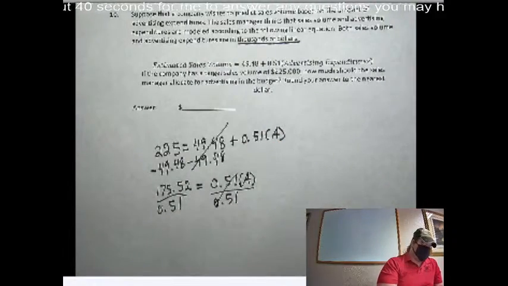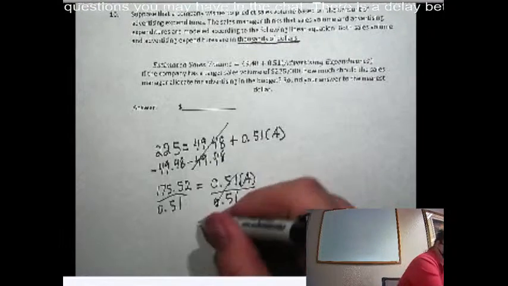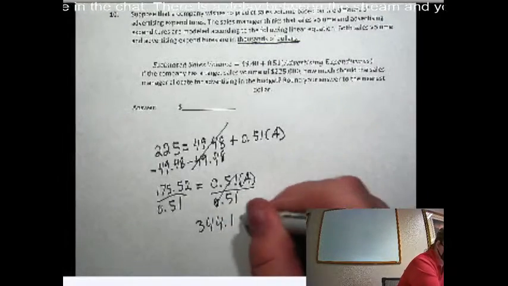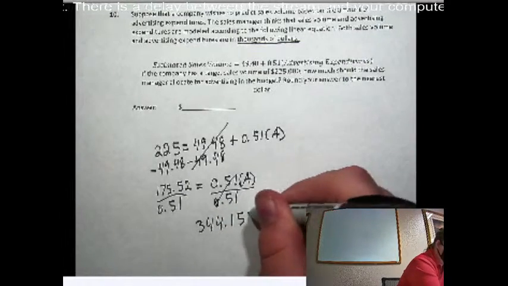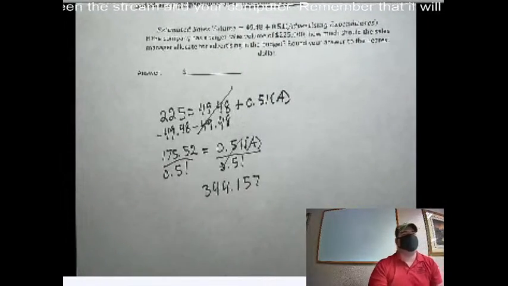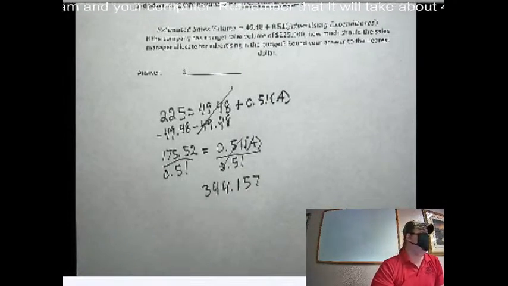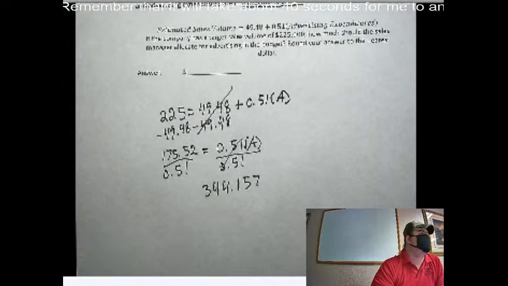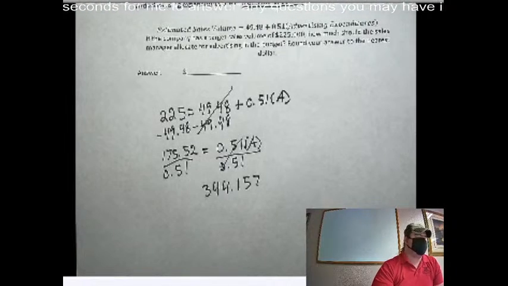So 175.52 divided by 0.51 gives us 344.15, and if we rounded, 7. Is that my answer? Or is there something else I need to do? There's something else I need to do here.